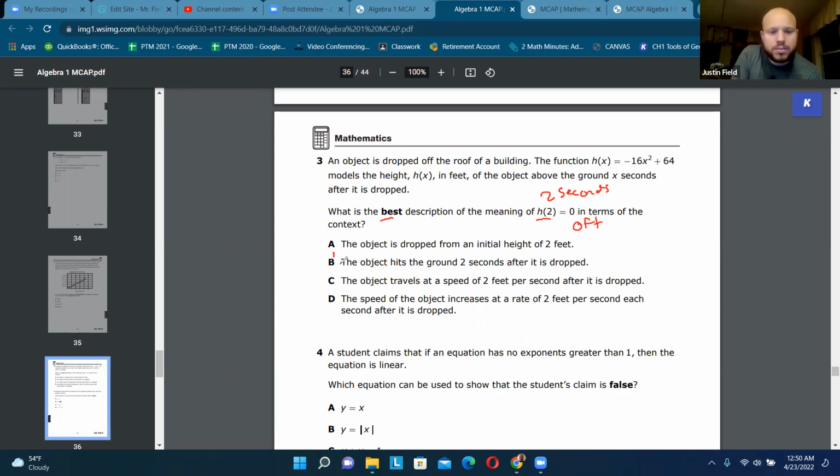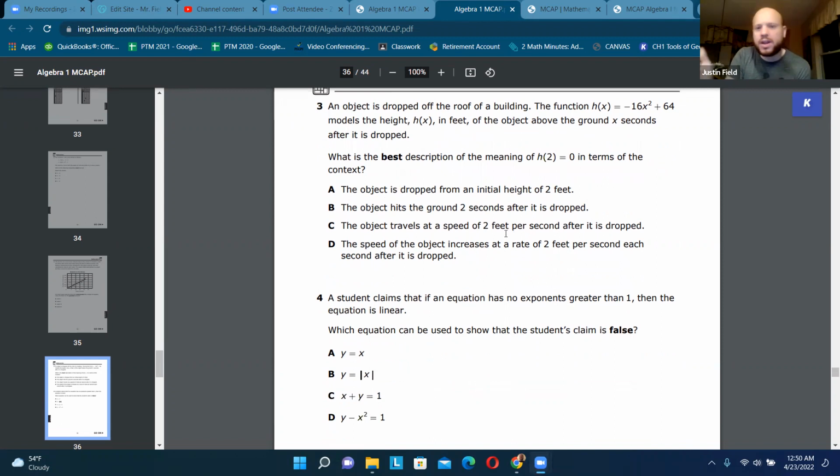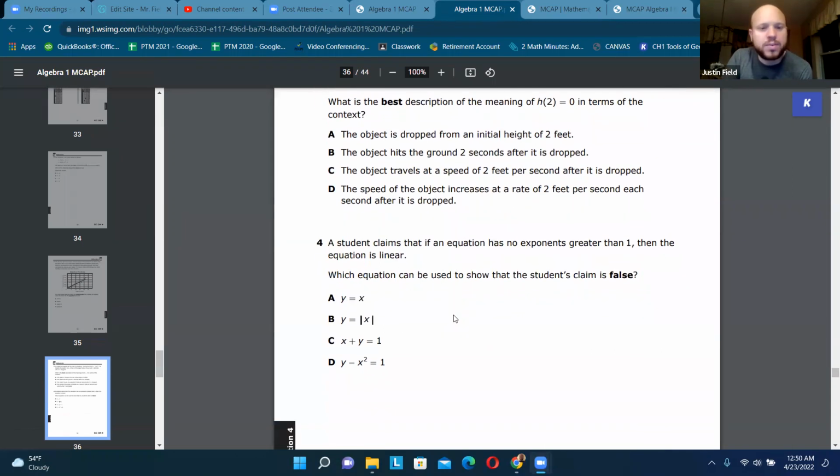Oh, there we are. C. Okay, moving on. So how did I know that? Because x is seconds, right? And h is feet. And so 0 feet, that's on the ground. x is 2 seconds. All right.